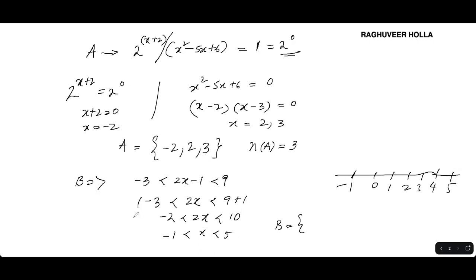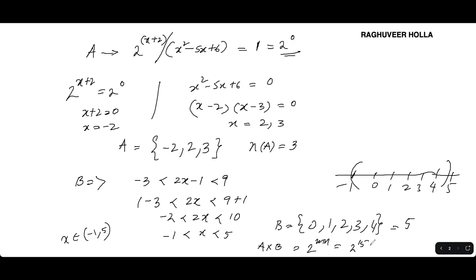So x belongs to the open interval minus 1 and 5. You have the elements inside this: 0, 1, 2, 3, and 4. So we got 5 elements in this. What we require is the subsets of A multiplied by B, so 2 to the power of m into n, which is 2 to the power of 15.